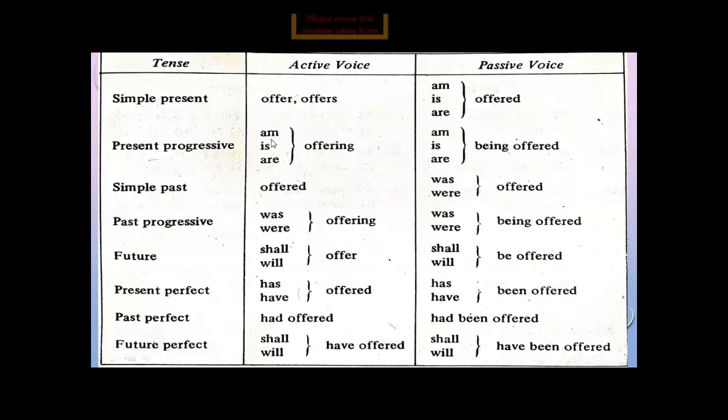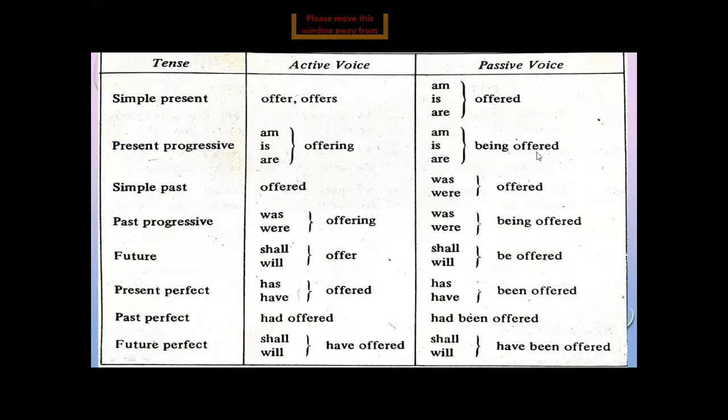Then present progressive, meaning present continuous tense. We use is, am, are as the auxiliary verb in active sentences as well, just like she is offering, I am offering, or they are offering. When we change into passive voice, we would say she or he is being offered, they are being offered, or I am being offered. So the auxiliary verb of present continuous passive is is, am or are plus being, and the third form of the verb.